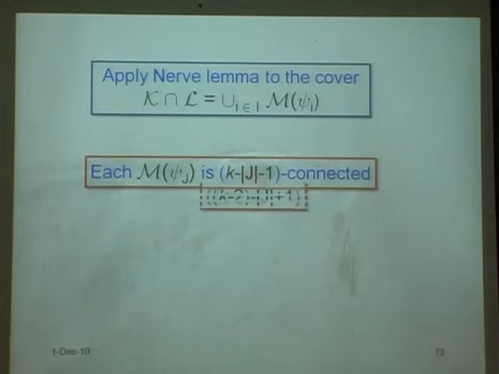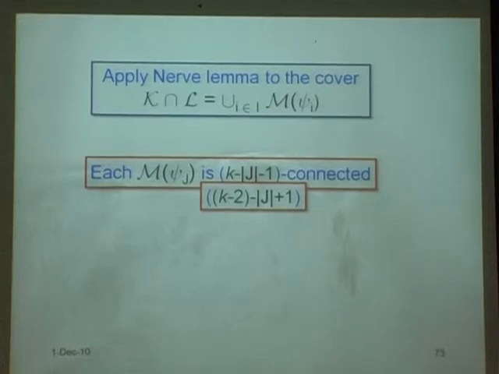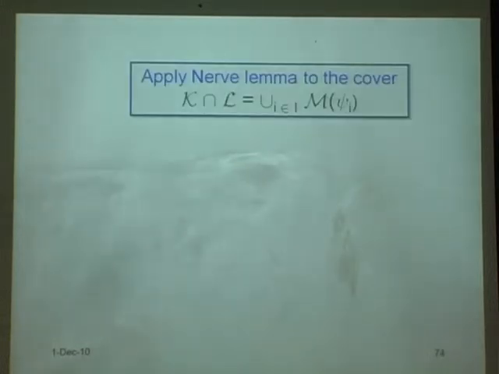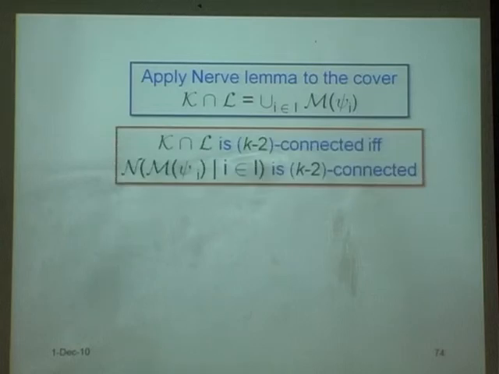This is the connectivity. And if we look at the original formulation of the nerve theorem, this is K minus 2, we rearrange it so it pattern matches the original statement. And from this, we can say that K intersection L is K minus 2 connected if and only if the nerve of the covering is K minus 2 connected. So again, we're looking at the fact that the image of a nerve is still a nerve. So we're about to apply the nerve lemma to this cover.